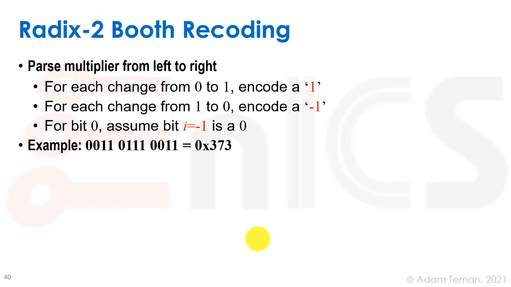So, for example, we have this number, which is 373 in hexa. Okay, so we start from the left. We take these two bits, and it's 0, 0.